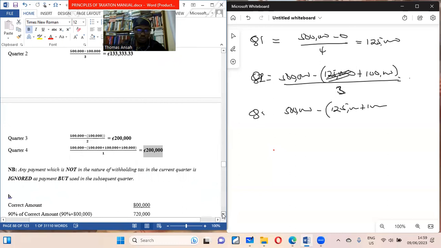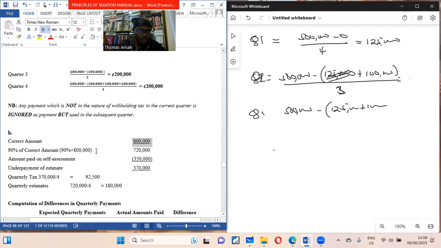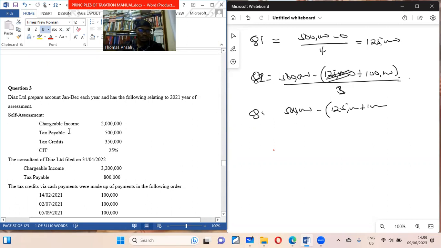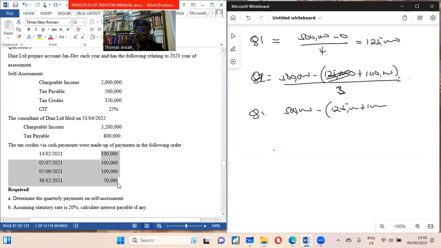And the B is talking about what I wanted to do earlier. So you see 800 is the correct amount, do 90%. They filed a total of four estimates of 350. That is what they did, if you check the question. This is the tax payable, but this is what they paid for the quarter. So the estimate should be 90% of this max, which we should collect from them, but this is what they ended up with.